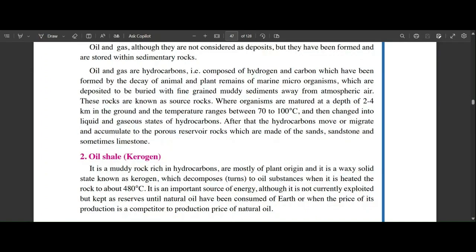2. Oil shale, kerogen. It's a muddy rock rich in hydrocarbons, mostly of plant origin, in a waxy solid state known as kerogen, which decomposes and turns to an oil substance when the rock is heated to about 480 Celsius. It is an important source of energy, although it's not currently exploited, but kept as reserves until natural oil has been consumed on Earth, or when the price of its production competes with the production price of natural oil.